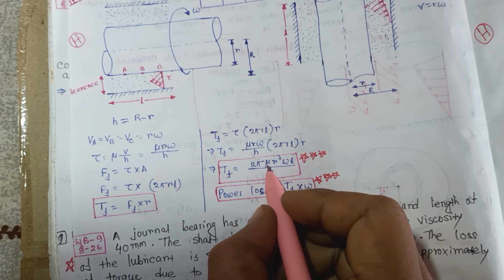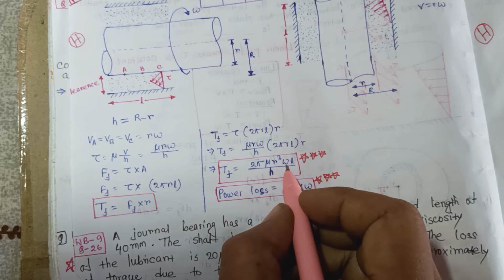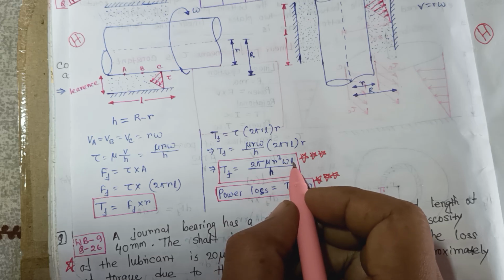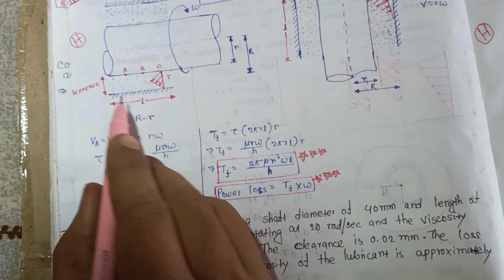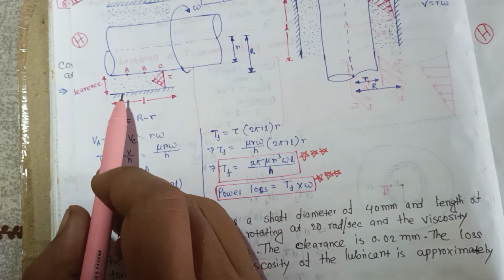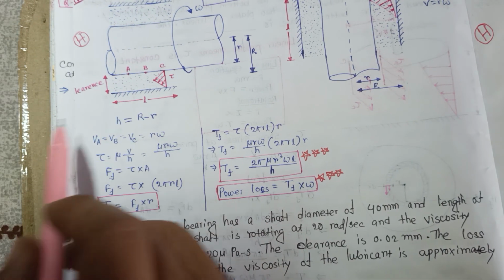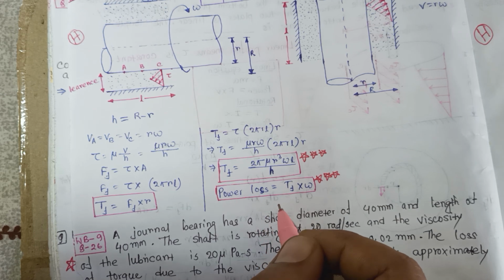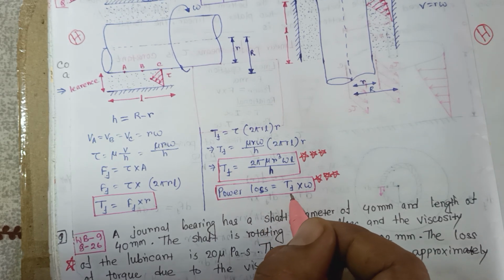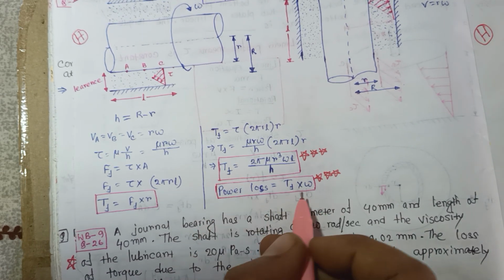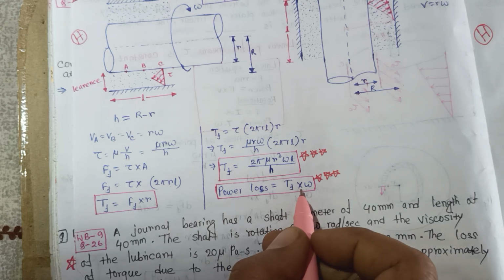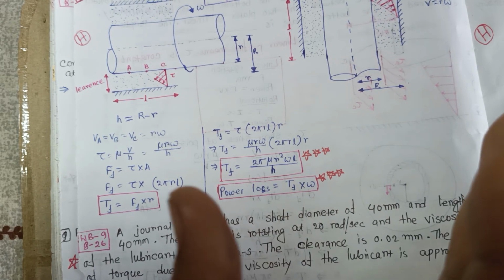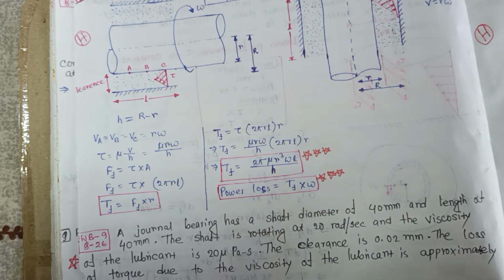Here mu is the viscosity, r is the radius of the shaft, omega is the angular velocity, L is the length, this length, and H is the clearance. Now if you want to calculate the power loss, power loss equal to TF into omega. This is torque into omega, the angular velocity. This is the formula for this question.